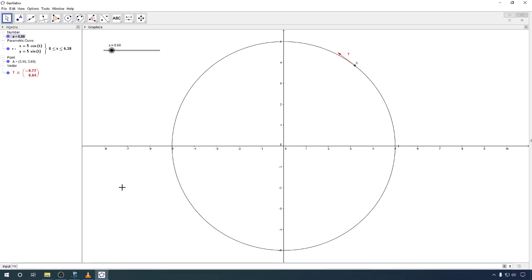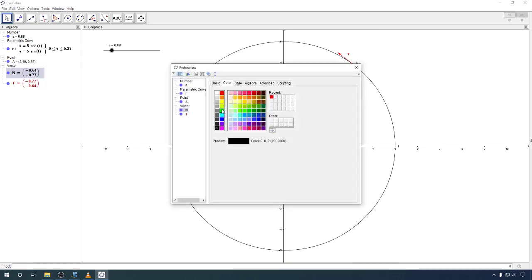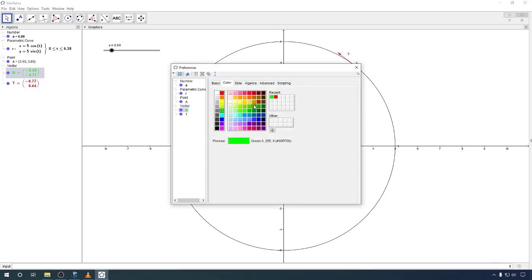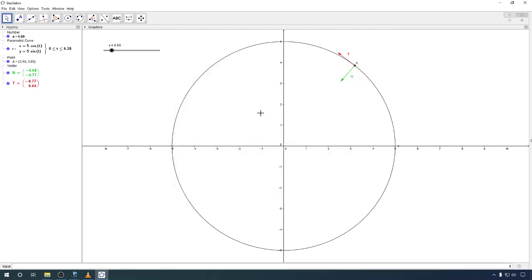Our normal vector, we're still going to make our vector starting at that point, but then we're going to use the formula that we derived for that normal vector. Remember, that was negative cosine of a, negative sine of a. And again, we're going to give that a different color. I'm going to color it green. We'll make it a little bit darker green. Maybe that one. There we go. That should stand out well enough.